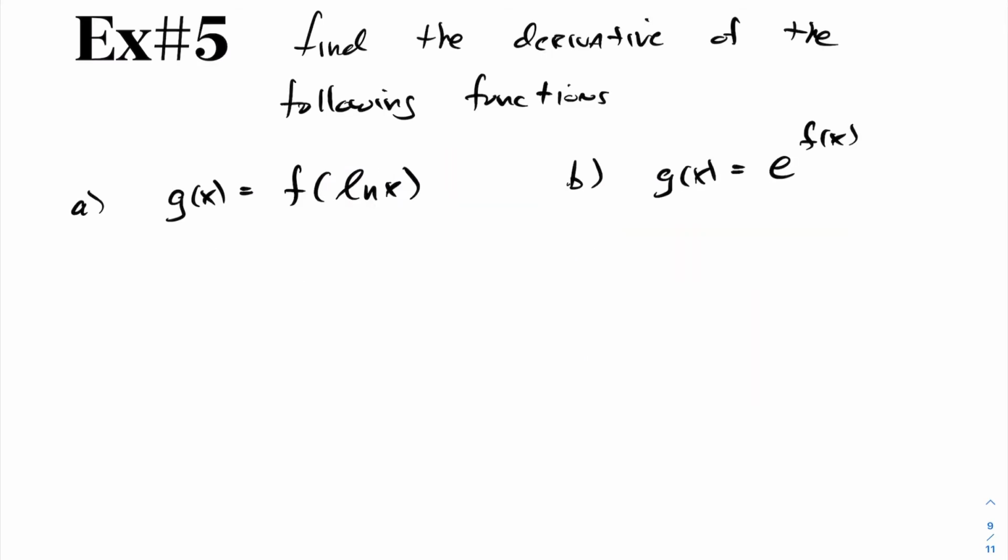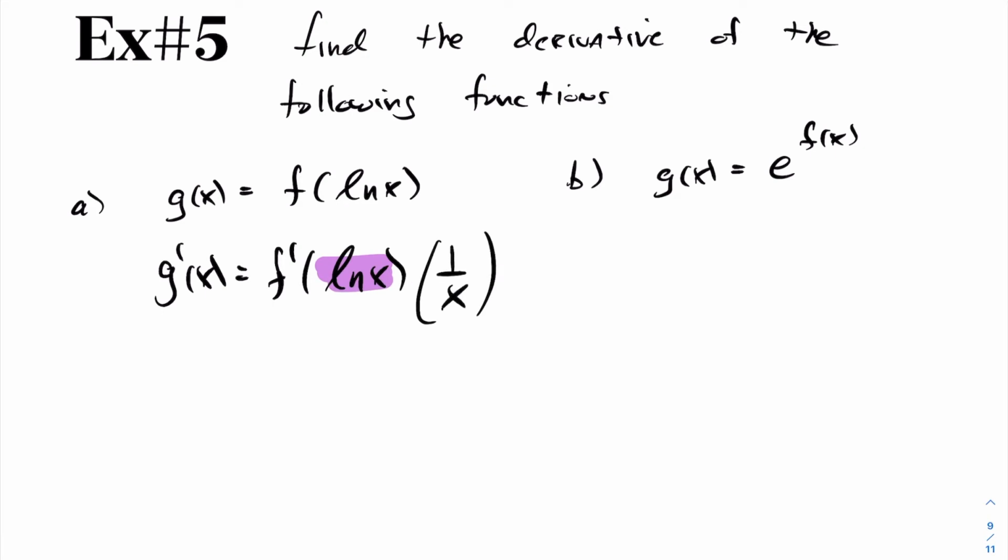For the next problem here, we want to find the derivative of the following. So for this one here, we have g at x is f at ln of x. So therefore, g prime at x would be f prime at the ln of x times, chain rule kicks in, you have to take the derivative of the inside, in which case the derivative of ln of x is just 1 over x. Likewise, for part b here, g prime at x, well, the derivative of any exponential is itself, so this will be e to the f at x, times the derivative, using the chain rule, of the top would be f prime at x.